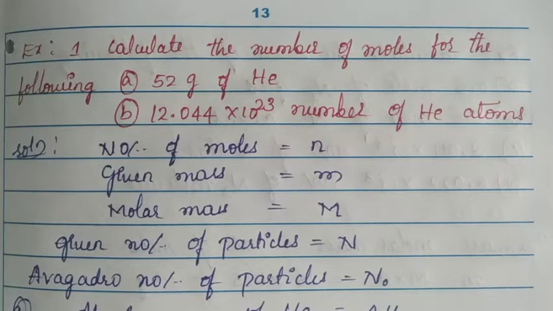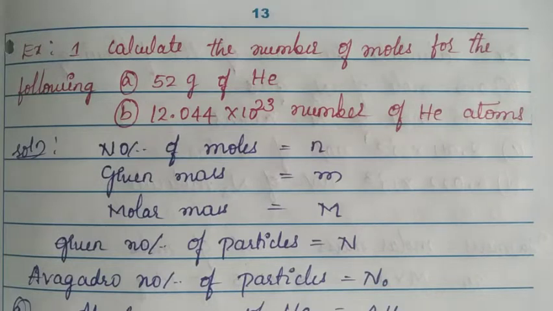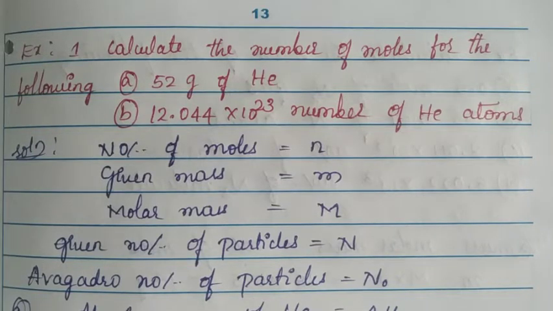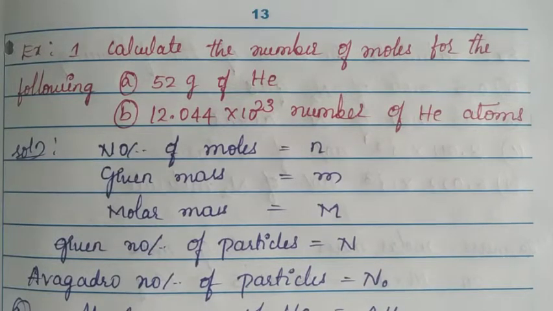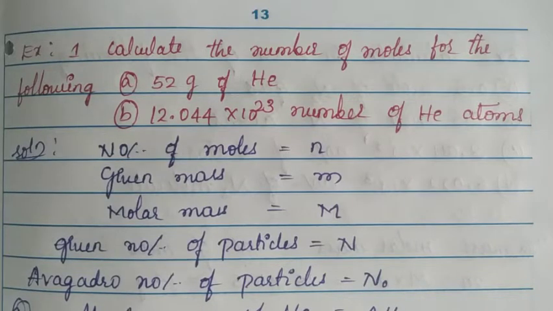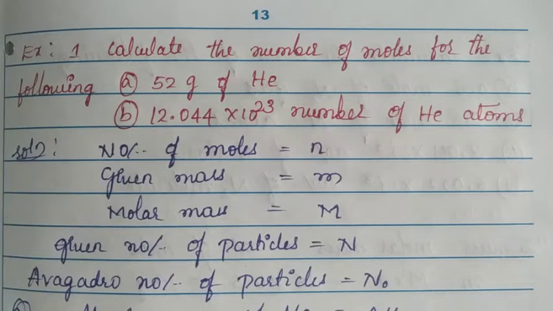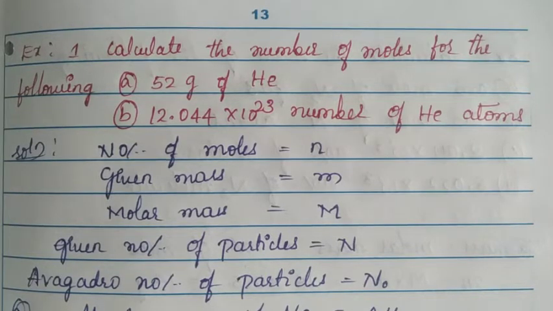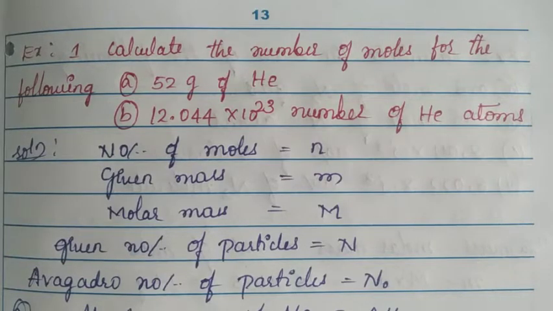Yes, clearly we know that 1 mole is equal to 6.022 × 10^23, and this is also known as Avogadro number. That Avogadro number is represented by N0, and we know, children, that 1 mole of anything is always equal to 6.022 × 10^23 atoms. Now let's solve some problems related to mole.